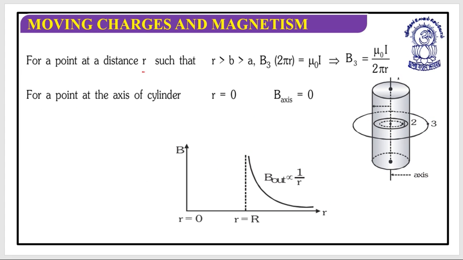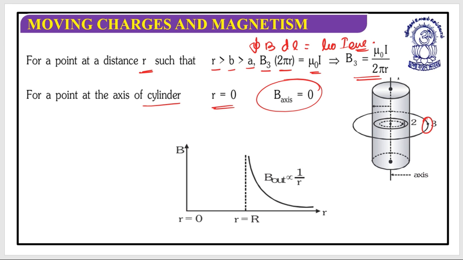Now let's look at a point at a distance r such that r is greater than b, which is greater than a. That means we are talking about the third point, which is outside. The line integral of B dl equals mu naught times I enclosed. So B3 into 2 pi r equals mu naught I, and B3 equals mu naught I by 2 pi r. For a point on the axis of the cylinder, the distance would be 0, and B on the axis would be 0.